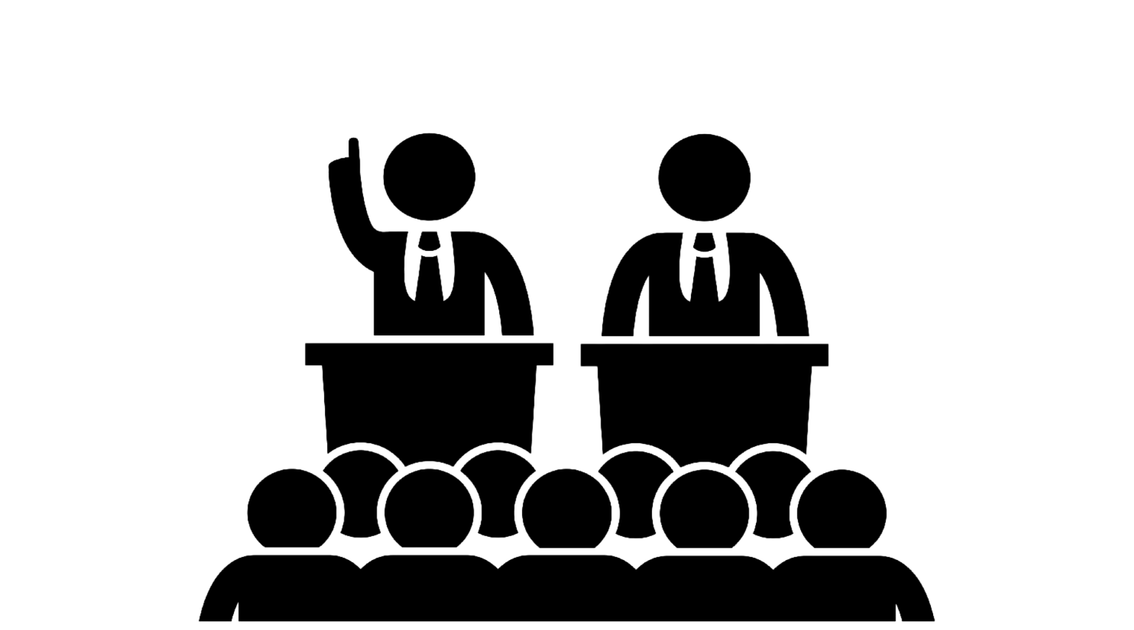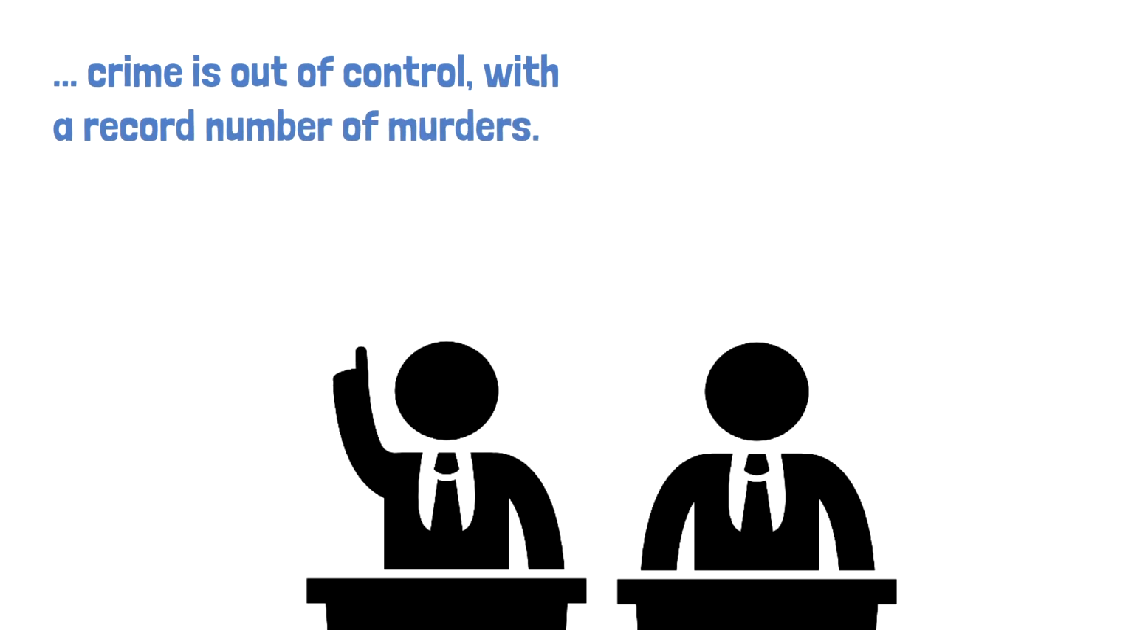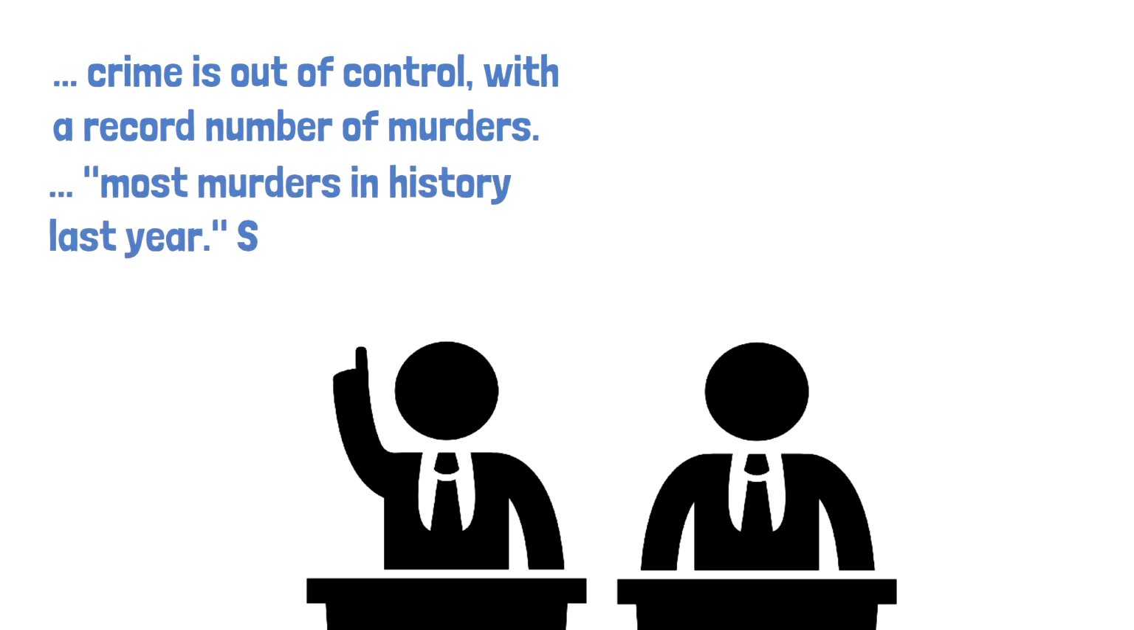In a recent debate, when the topic of crime was brought up, the congressman said of his opponent, "The problem that my opponent has is that his record as mayor is one of presiding over a city where crime is out of control, with a record number of murders. In fact, the guy running to succeed him as mayor is sending out literature to voters saying most murders in history last year. Something needs to change."